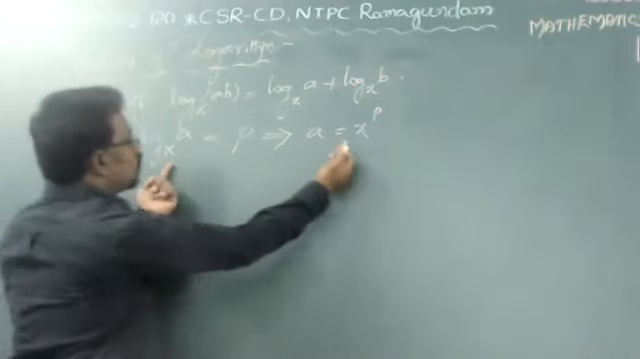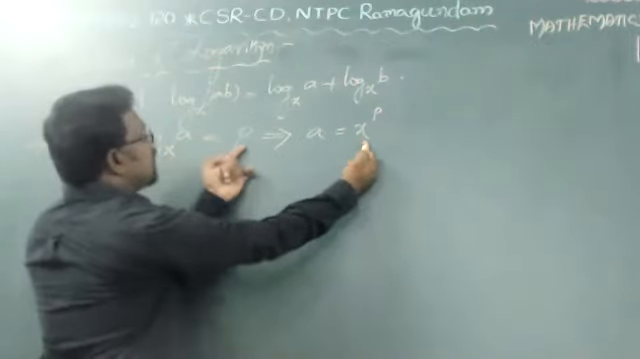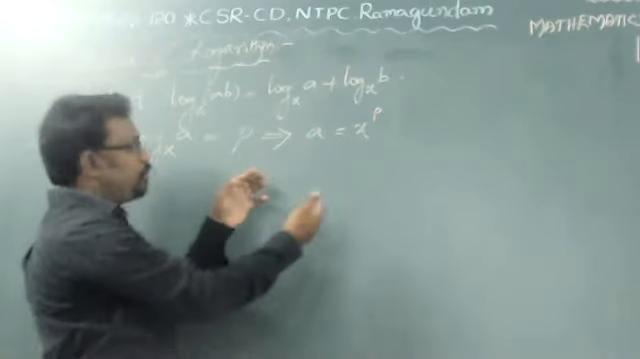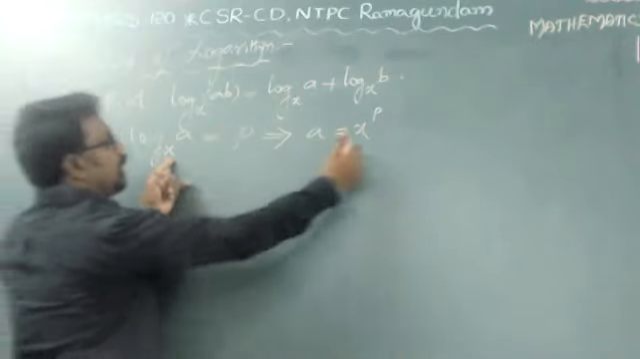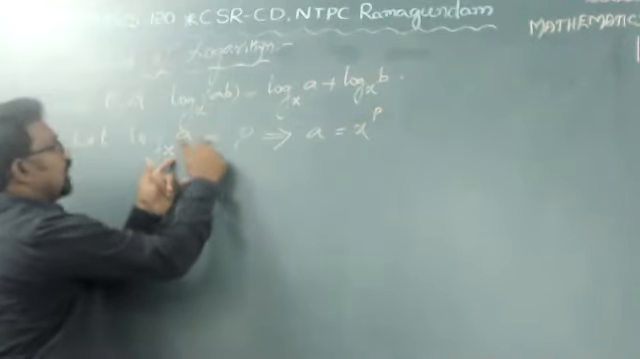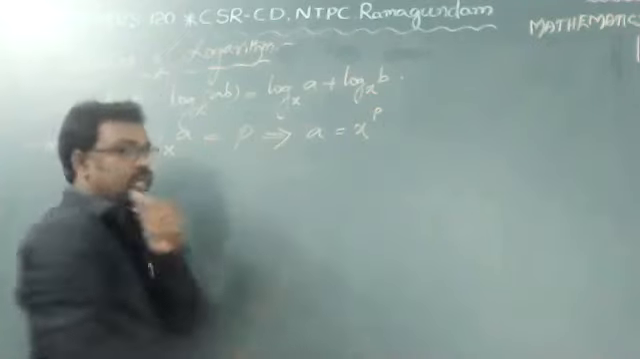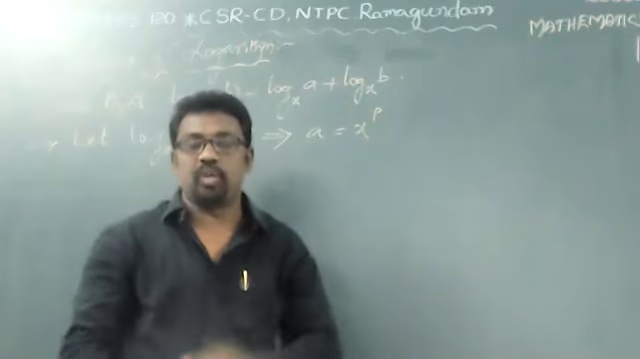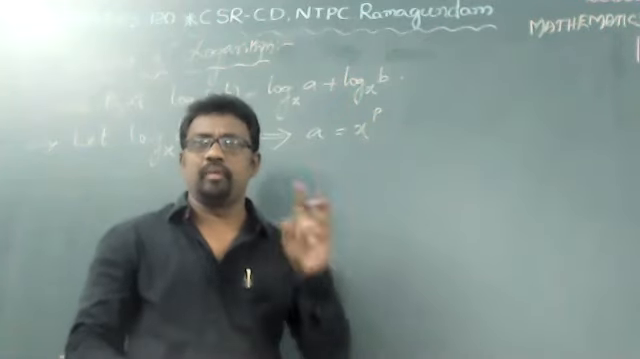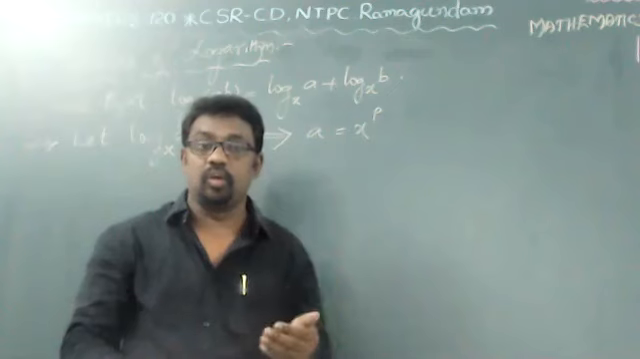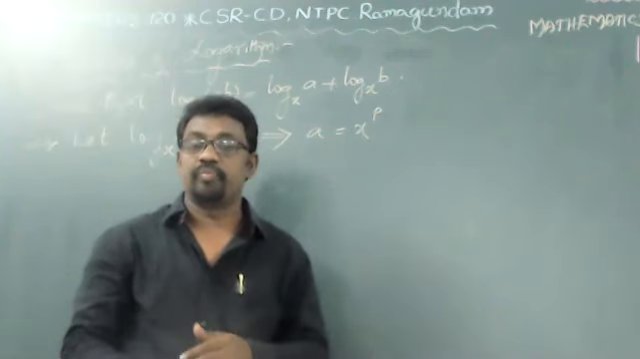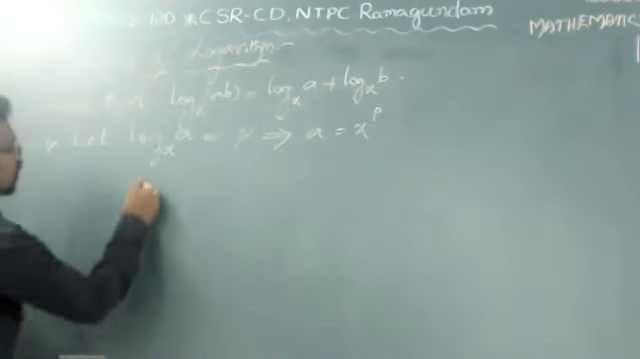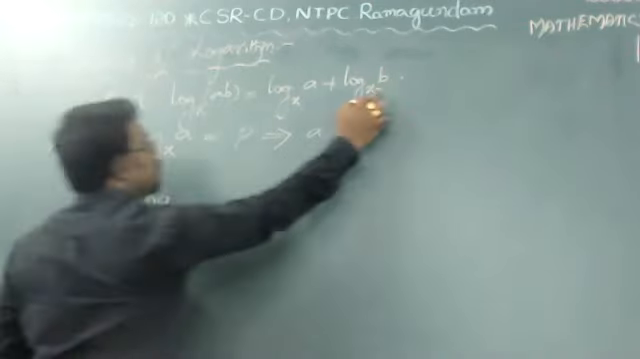The base here is also the base x. And the result becomes the power. And the question becomes the answer. So you can write x power p equal to A. X power p equal to A. Converting from logarithmic form to exponential form. In the same way, the remaining two terms we will also convert into exponential form.